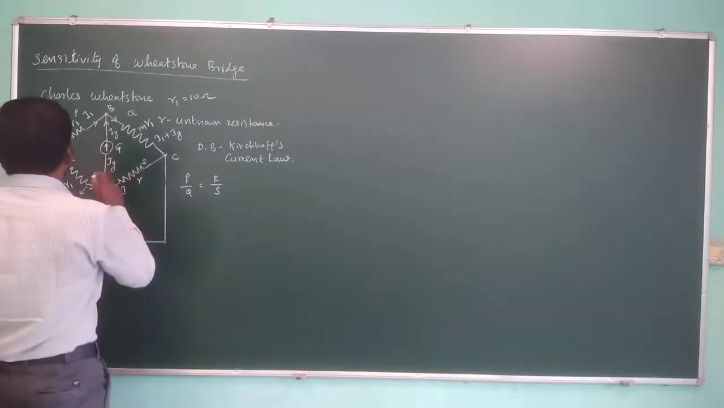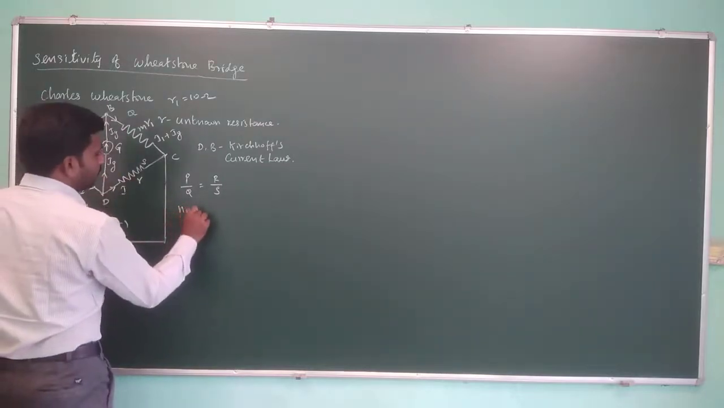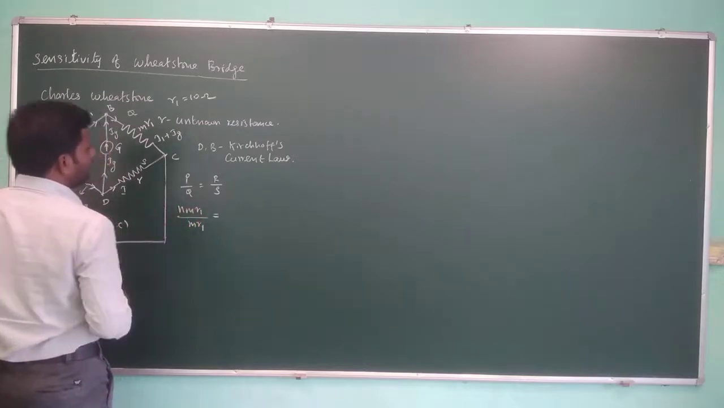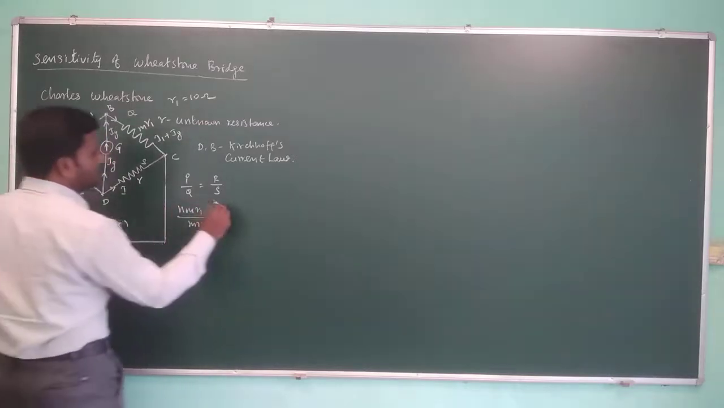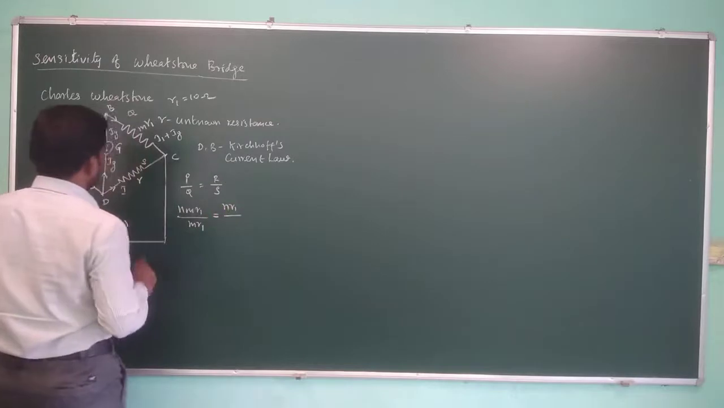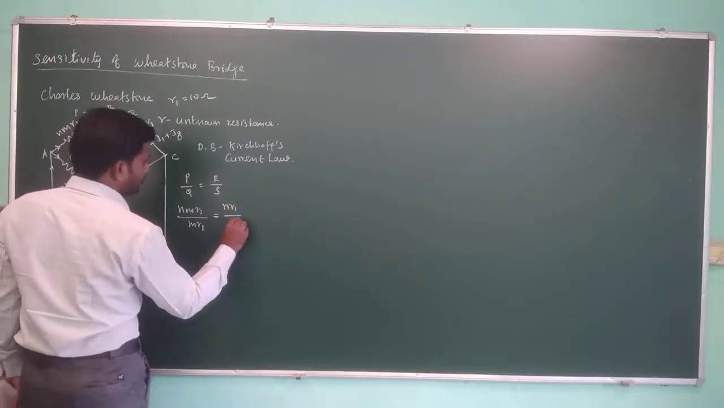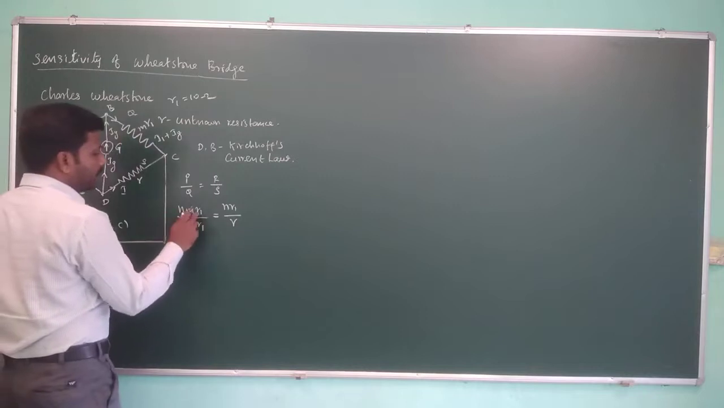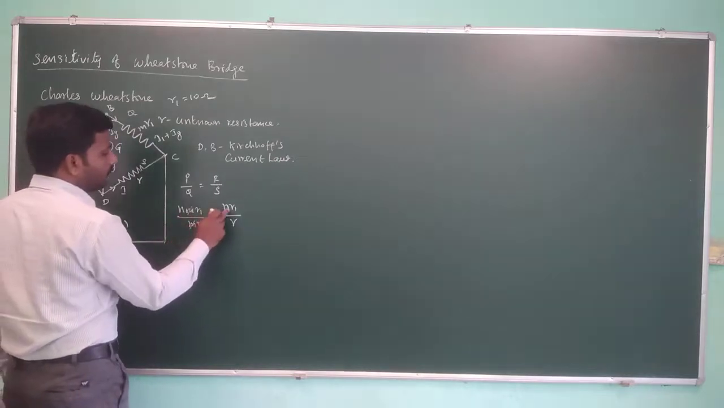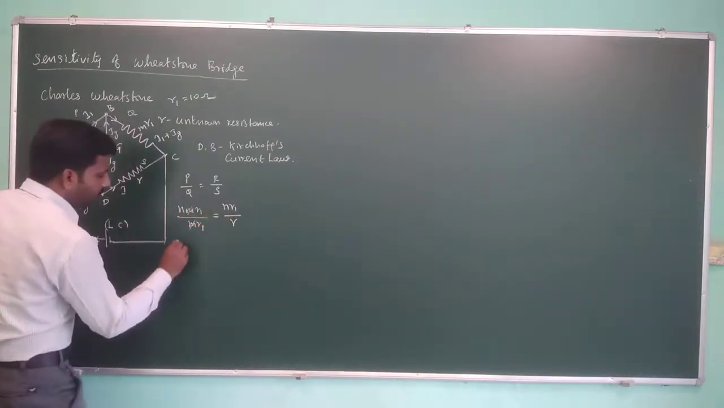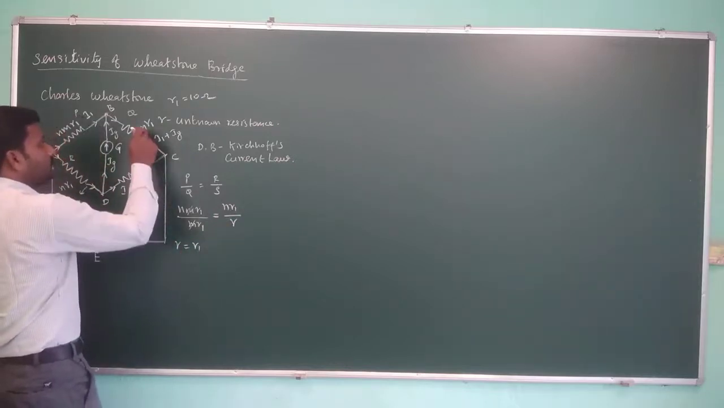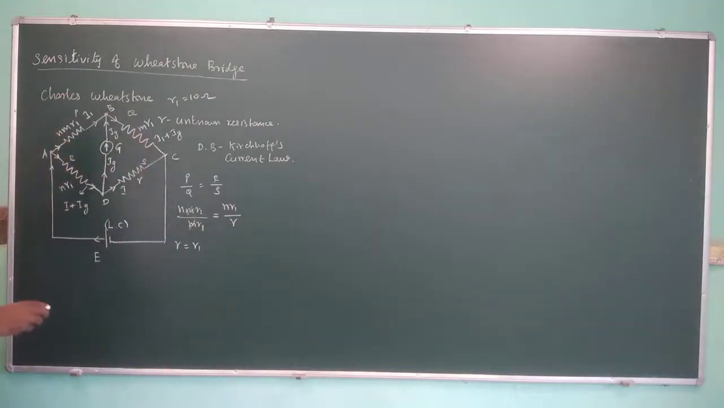So what is P? P is NMR1, Q is MR1, and R is NR1, and S is R. M will cancel out, so on the left we have N, and on the right side NR1 by R. That is, when R is equal to R1, suppose this resistance is equal to this resistance, then the bridge will be balanced.